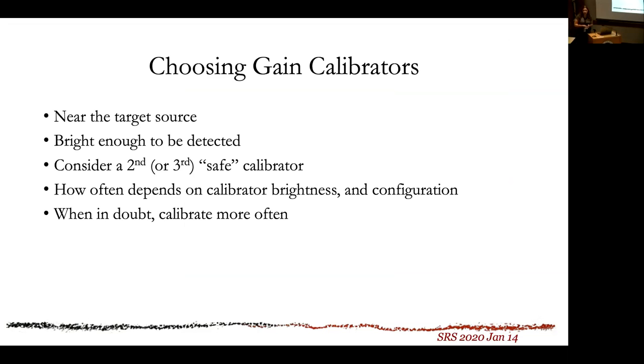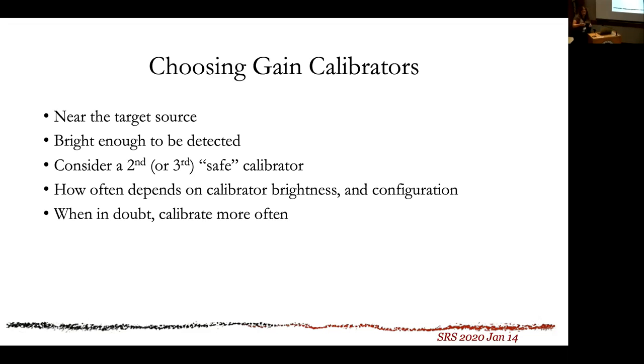I refer you back to Mark's talk, but again, the general rules of thumb: something nearish to your target. You want it bright enough to be detected. Mark went through having two or multiple gain calibrators over the course of your loop. How often you go back to your gain calibrator depends on the brightness and the configuration. And again, when in doubt, calibrate more.